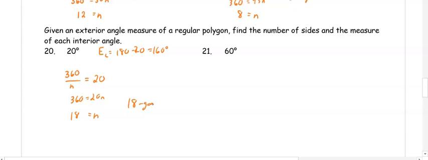If we have an exterior angle of 60, our interior is 120. We have 360 over n equals 60. 360 equals 60n. When we divide, n is 6. So that is a hexagon.